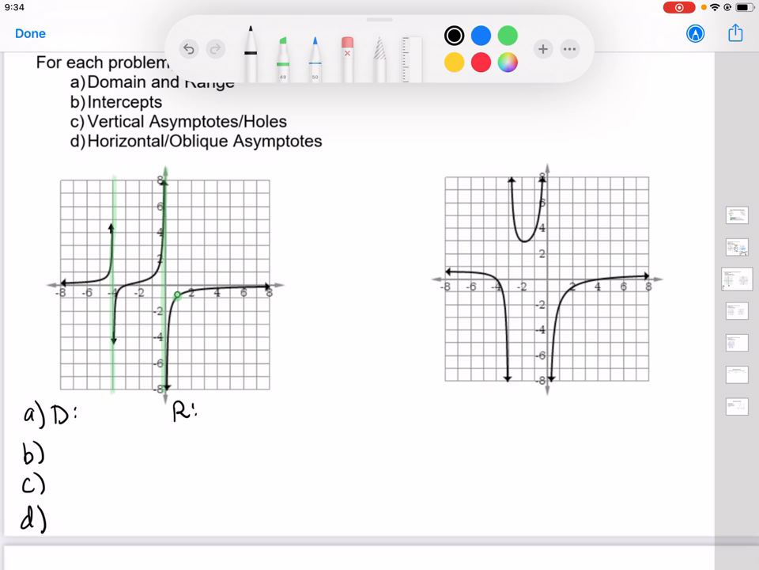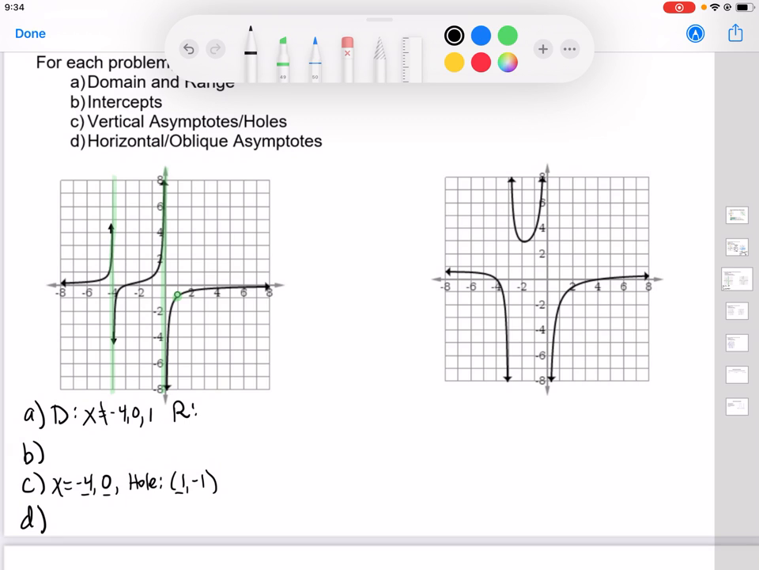So we've got vertical asymptotes at x equals -4 and 0, so you can have multiple. And then you're going to have a hole at roughly 1, -1. I'm just going to say 1, -1. It's a little off, but close enough. So that means our domain, you're just going to take all those x values. Domain will be all those x values. So x can't be -4, 0, or 1.